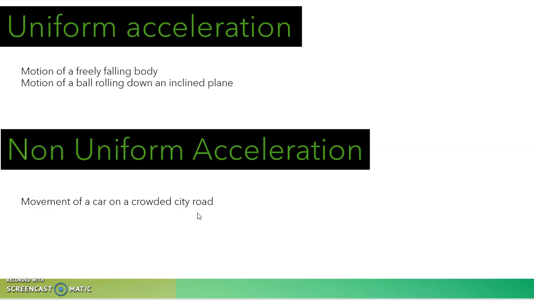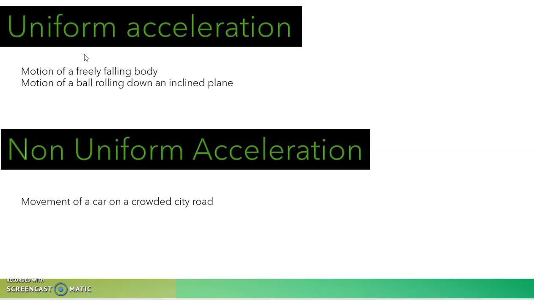Movement of a car on a crowded city road. We cannot predict when we have to slow down, or once the traffic is gone, then we can drive fast, right? So at different time intervals, the vehicle is moving with different speeds. There is no uniformity in that. Different speeds are there, so it is non-uniform acceleration.